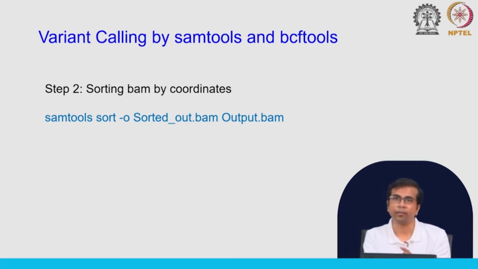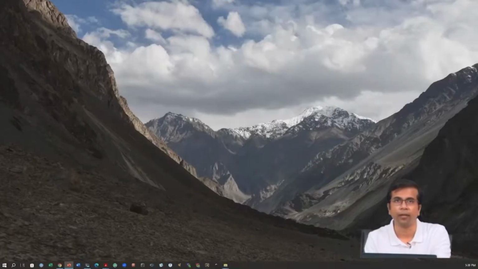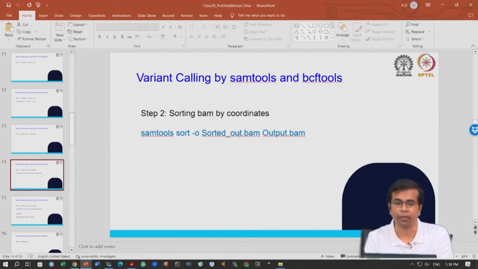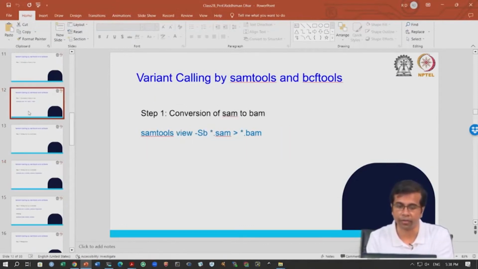So, here the notation is slightly different. So, minus O means this is the output file name. So, sorted out dot BAM, this is the output file name, and the output dot BAM is the input file. Okay. So, let us now go into the terminal, otherwise you might kind of get confused with all these commands. Okay. So, we will start with this first one, which is the conversion of SAM to BAM.